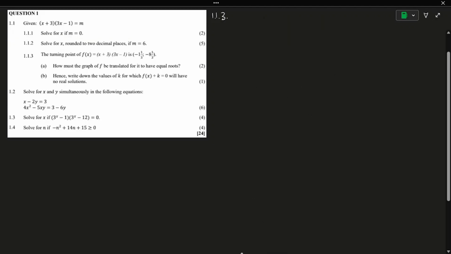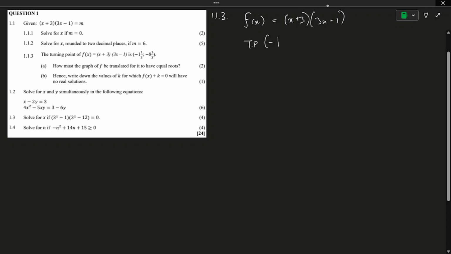Question 1.1.3 says, the turning point of f(x) = (x + 3)(3x - 1) is (-1 and a third; -8 and a third). They say, how must the graph of f be translated for it to have equal roots? Now let's try to look at this in a different eye. So we have our f(x) being equal to (x + 3)(3x - 1) with turning point values of -1 and a third and -8 and a third, right?